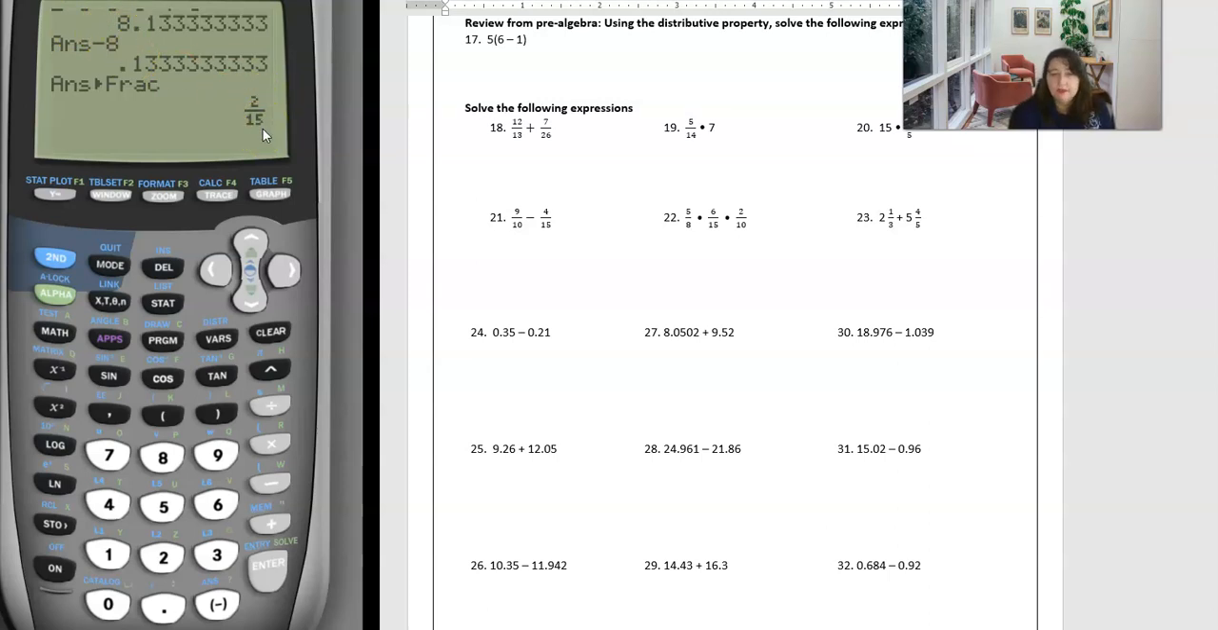Isn't that cool? So it's really easy to do. So I really encourage you to kind of go through some of these and make sure you're getting them. You'll notice there's a lot of decimals down here too, and we'll go over those next time.